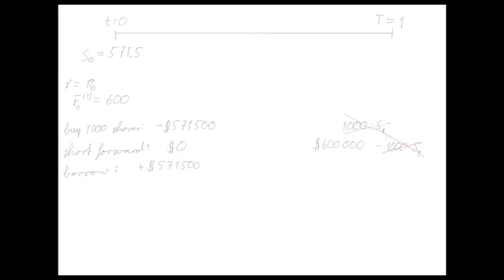Now, after 1 year, I have to pay back. So the negative cash flow is $571,500 plus interest. And how do I do that? I multiply by 1 plus the interest rate of 1%. And so that is equal to minus $577,215. Adding up cash flows, at time 0, my cash flow is going to be exactly $0. So it doesn't cost me anything to enter these positions.